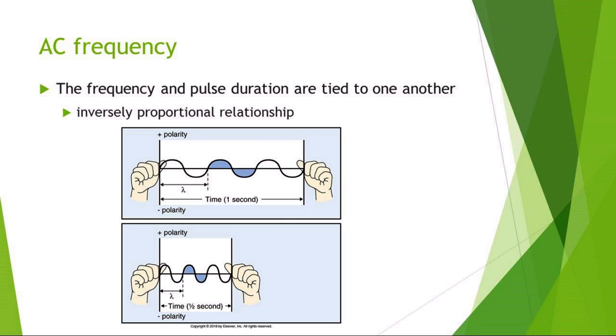So with alternating current, frequency and pulse duration are tied to one another in an inversely proportional relationship. So if you have a higher frequency, you're going to have a lower pulse duration. If you have a lower frequency, you're going to have a longer pulse duration. So this picture from the book kind of shows you that, because if you have a lower frequency, there's more time before it switches, so you have a longer pulse duration.